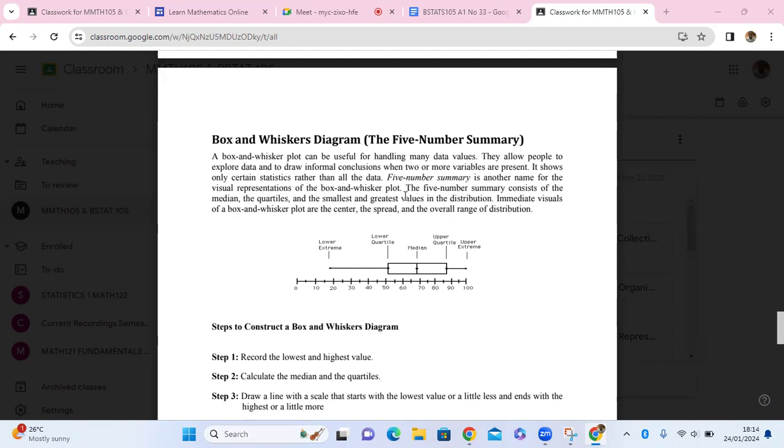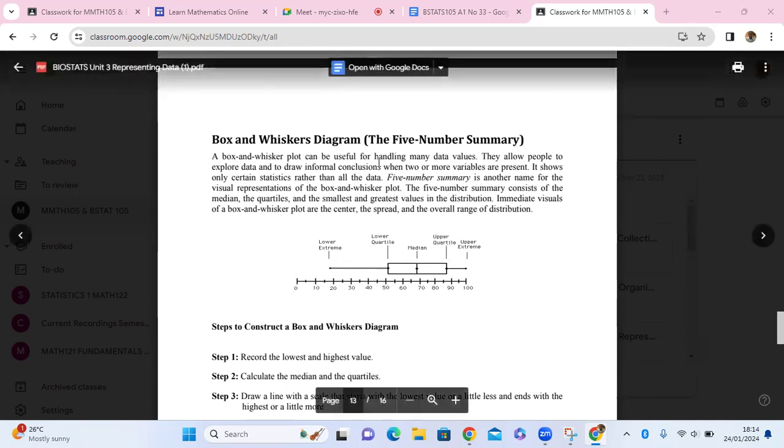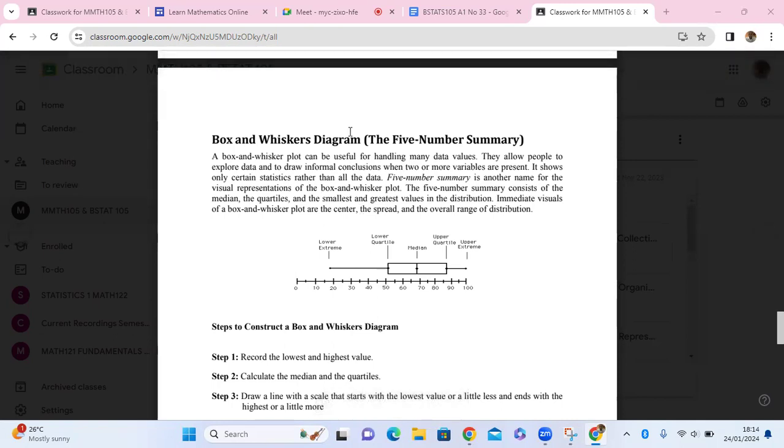And the 5 numbers that it is using are the median, the quartiles, and the smallest and the highest value. The lowest value, the lower quartile, the median, the upper quartile, and the highest value. 5 numbers. That's why they normally call it a 5-number summary.